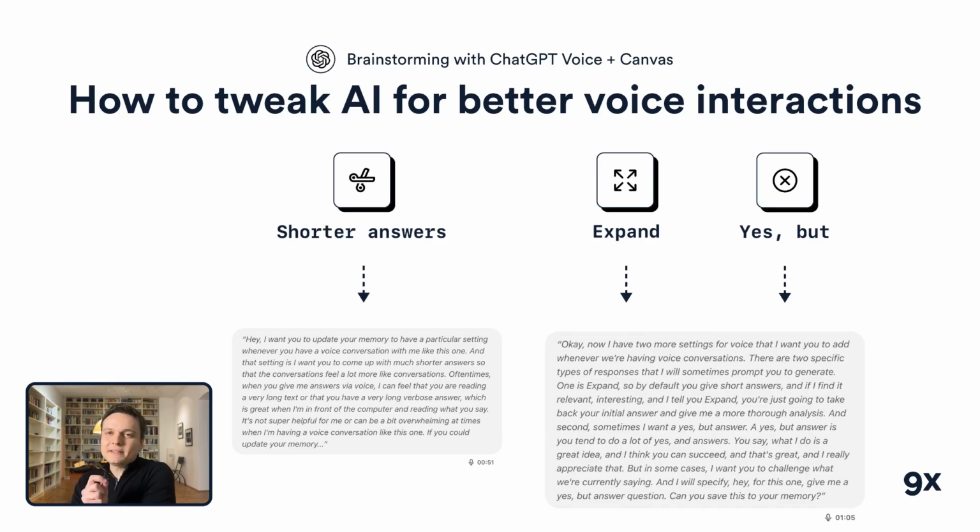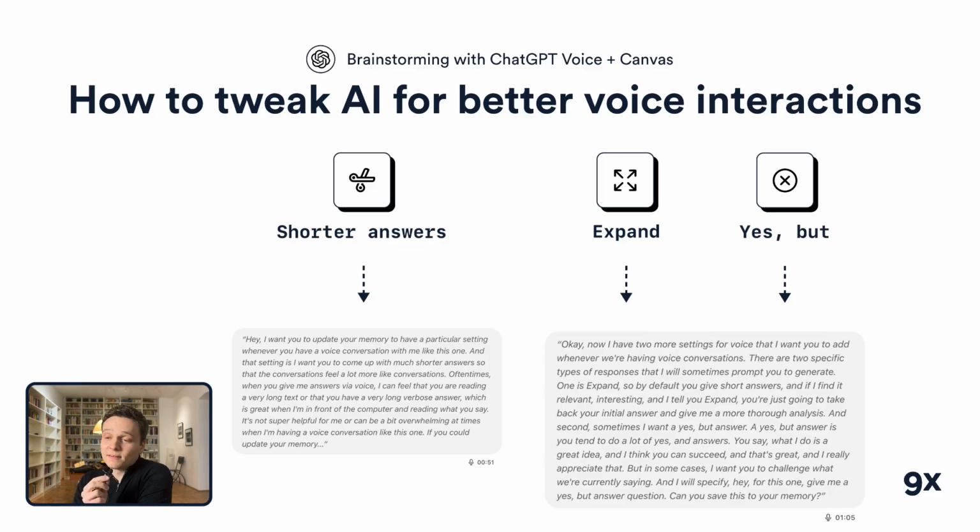So here are the tips. Since you are going to have voice conversations with ChatGPT, you want to tweak it so that your conversations feel a little bit more natural. And you also want to create some keywords to prompt it to do certain things. So the three most useful things I found in this setup is to ask ChatGPT to answer with shorter answers, to have a keyword to have it expand on important points or interesting points, so go back to detailing a lot of things, and to have what I call yes, but answers.